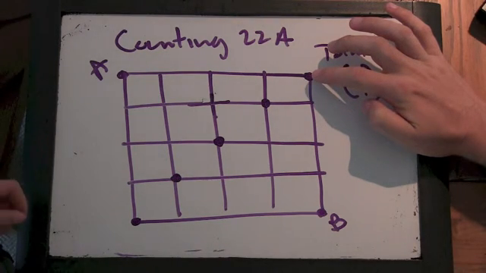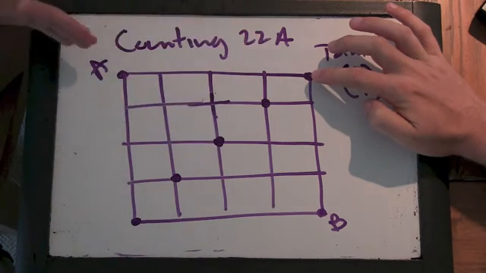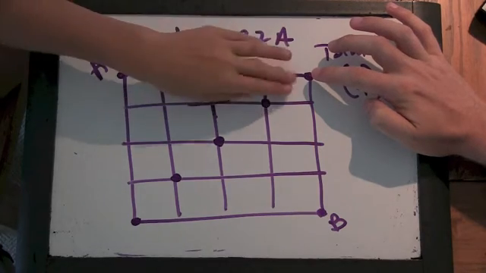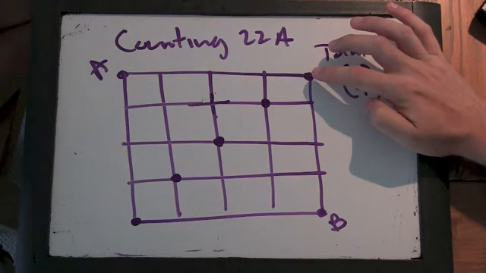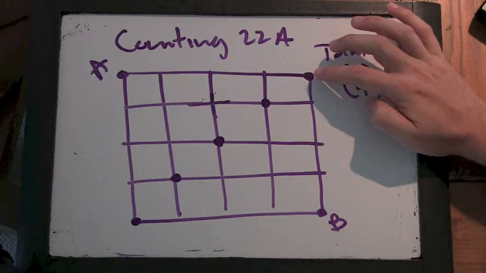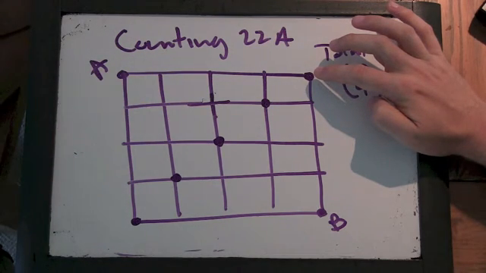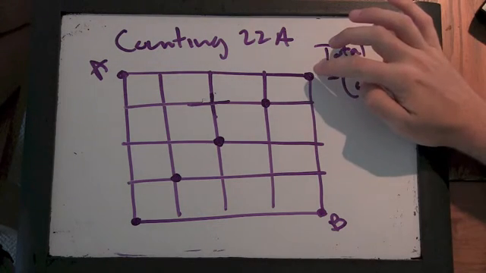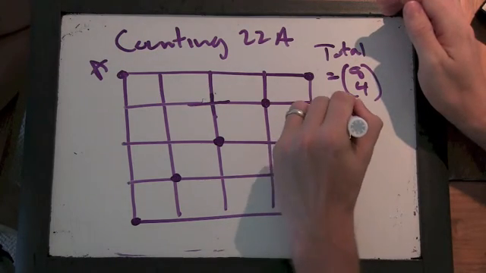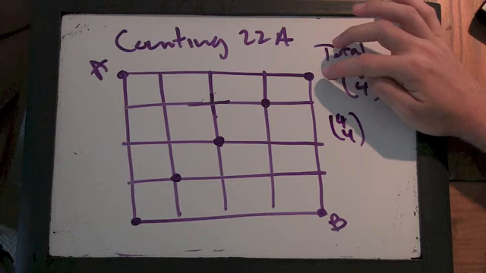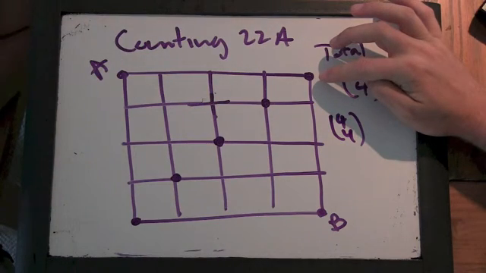But how many paths go from A to this point? There's only one: straight across, straight down, because you can't go up. So how do we write that as a choosing number? We take 4 steps going across, so there's only one way. As a choosing number, it's 4 choose 4. And how about going down? From that point to B, that's also 4 choose 4.